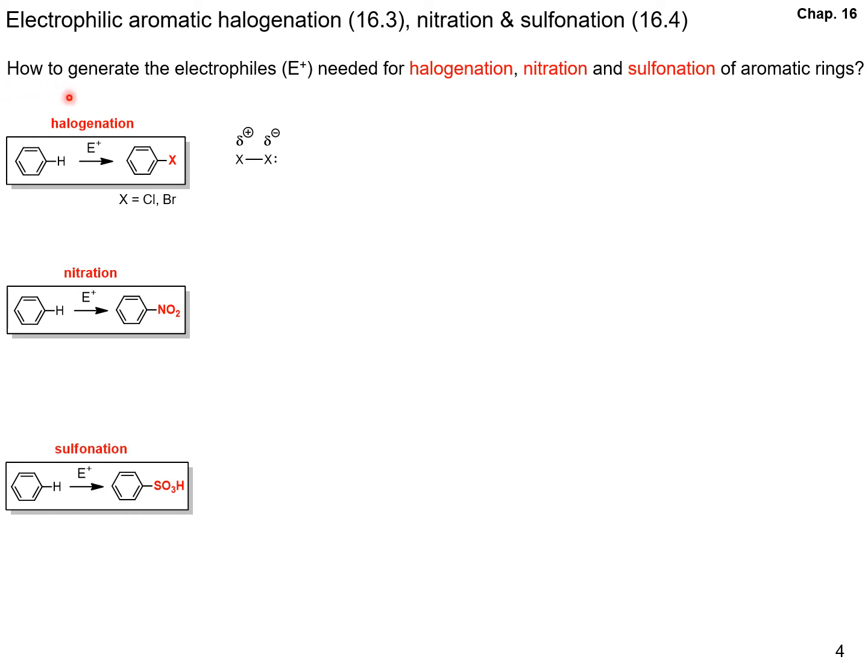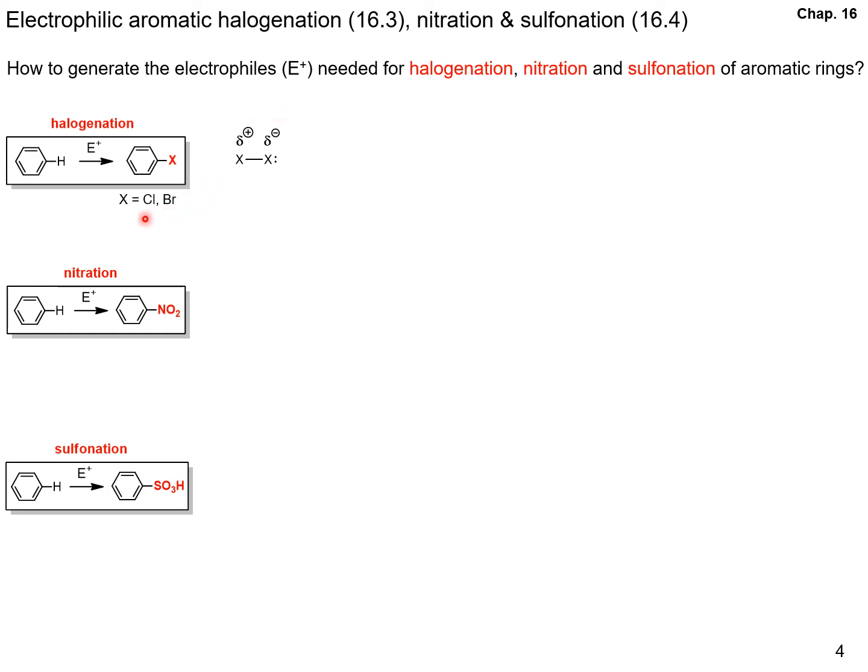As stated, each of these electrophilic aromatic substitution reactions follow the same general two-step mechanism that was outlined on the previous slide. What's different is the nature of the electrophiles and how you generate them. For halogenation, the electrophile is molecular halogen, bromine or chlorine.